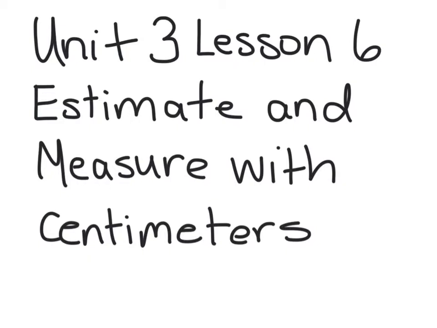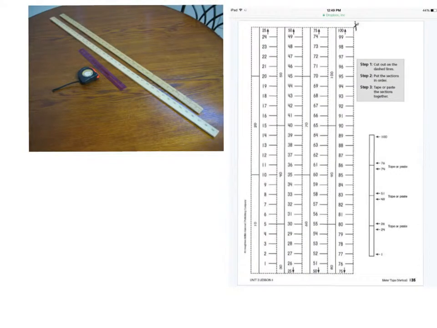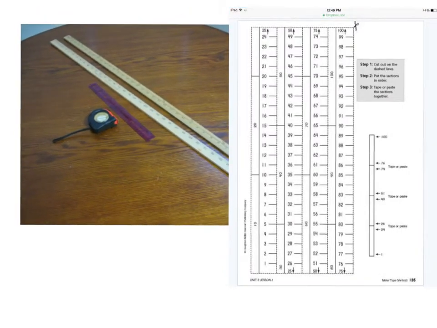Today we're going to be starting our lesson 6 in Unit 3, and this lesson is going to take place over the next 2 days. There's going to be 2 videos for this lesson. The first one you'll watch today, and the second one you'll watch tomorrow, and complete the SAB pages. But for today, you're going to need your math journal and your SAB and your pencil.